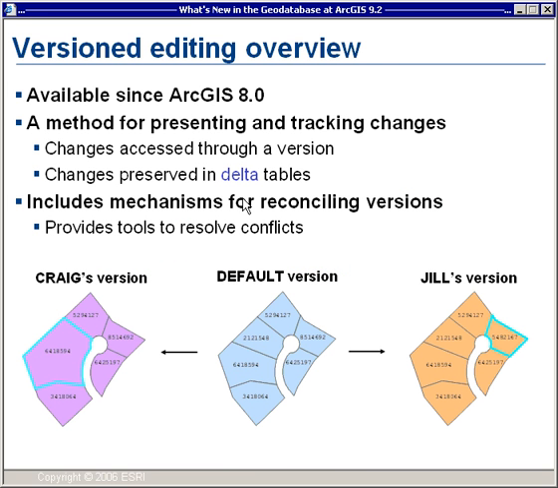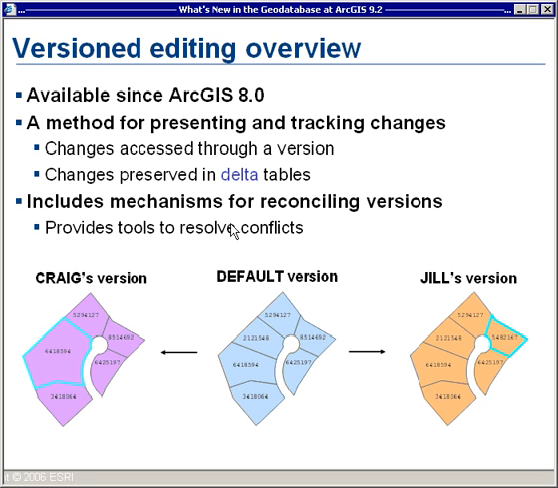Before we start talking about the new functionality for our editing environment, we need to understand the current editing environment, the versioned editing environment. Versioned editing has been available since 8.0 and offers organizations a method for tracking and presenting the change that has occurred to the data. Changes are accessed through a version, and the edits to a class are stored in delta tables.